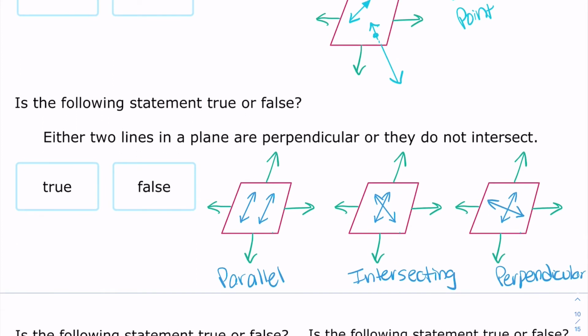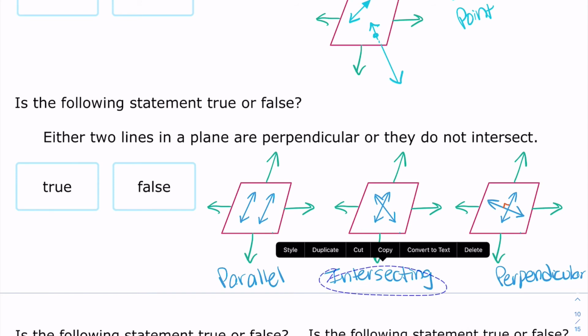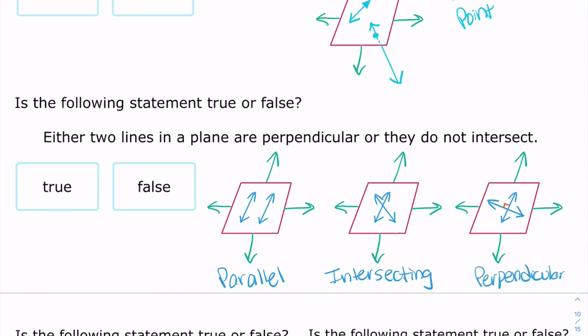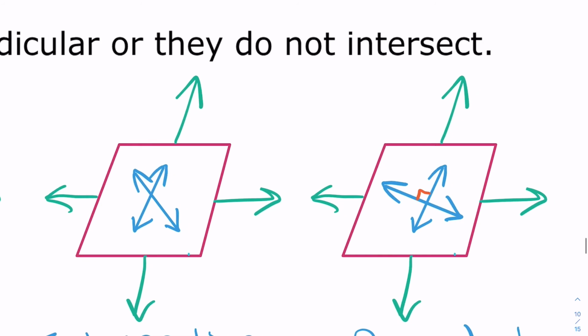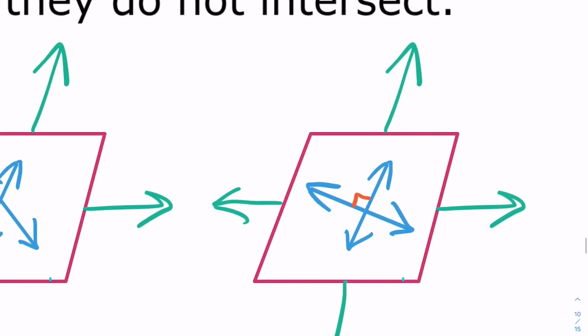And what that means is that they form a right angle. So they form 90 degrees when they do intersect. So they're intersecting, but they're intersecting at 90 degrees. So either two lines in a plane are perpendicular or they intersect. No, they could be also parallel. So this one is a false statement. All right, I just showed all three. Okay, and those marks are used to write that they're parallel. These are used to write that they're perpendicular, that right angle right there.